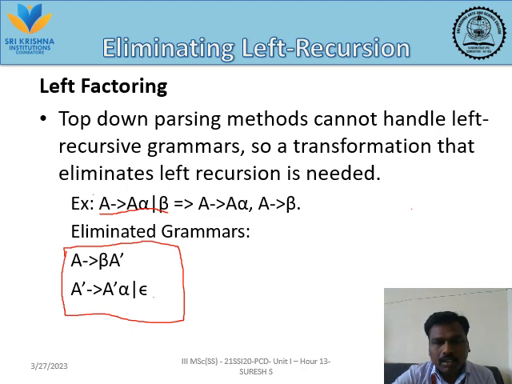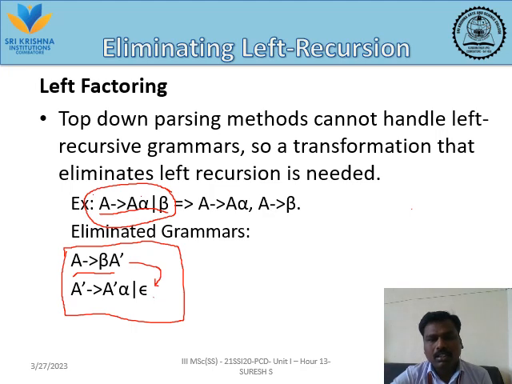Here, A is in the sense beta A dash, then the A dash is producing A dash alpha or epsilon. So this is the same grammar without changing its meaning. We are adding A dash and then the epsilon. This is a grammar rule to eliminate the left recursion. This is actually called left factoring.